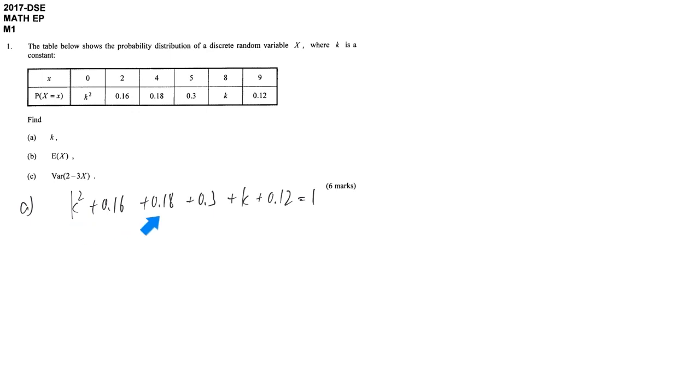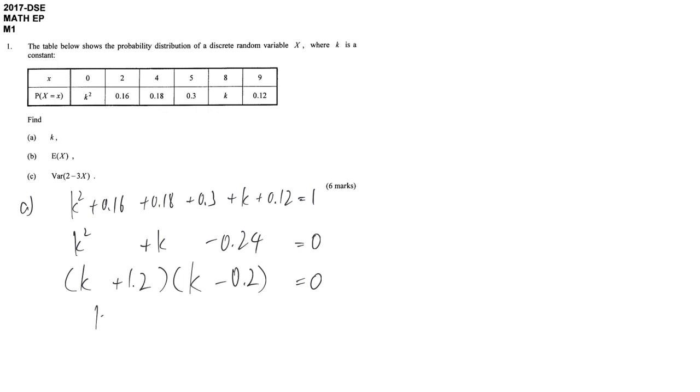It's obviously a quadratic equation, then we tidy up: k squared plus 1k and then the constant negative 0.24. Then you can solve it by factorization or use the formula mode in your calculator. So in this case, it is (k plus 1.2) and then (k minus 0.2). Therefore, k is negative 1.2 or k is equal to 0.2.